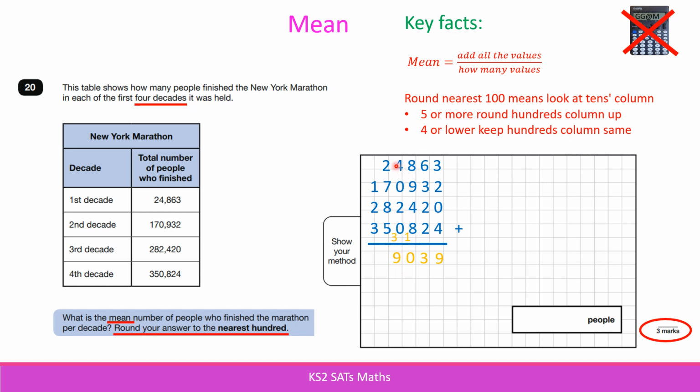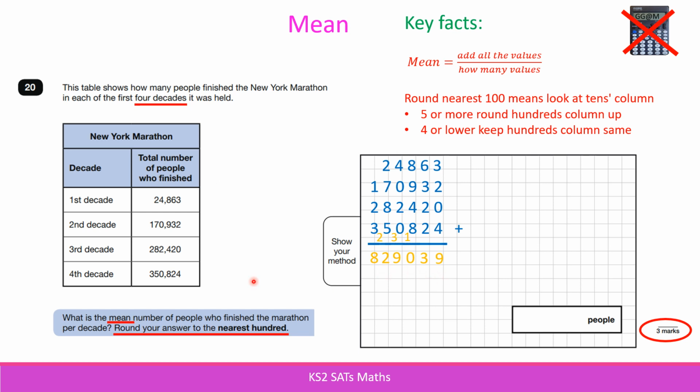Again, I'm looking for number bonds to 10. So I should know 2 plus 8 is 10. Plus 5 is 15. Plus the 7. So we could take a 5 to make it to 20. If there's 2 left over, that will give me 22. So the 20 gets carried at the top and the 2 underneath. Then I've got 1 plus 2 is 3, plus 3 is 6, plus 2 gives me 8. So I've got 829,039.